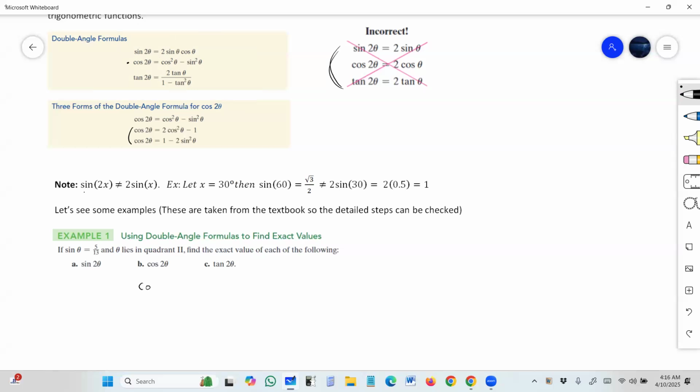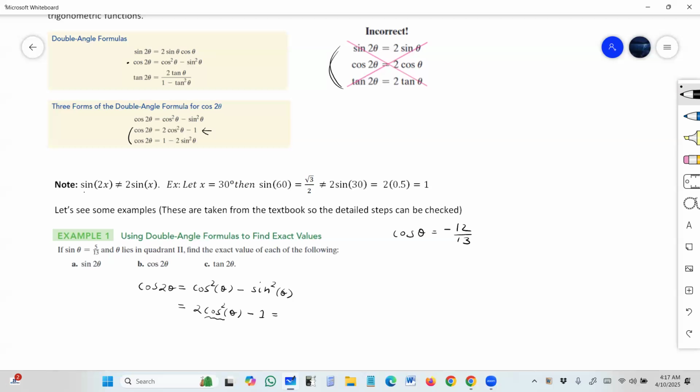So I'm going to say that cosine of 2 theta is equal to cosine squared theta minus sine squared theta. But you can use the other one as well. For example, you could use this one, 2 cosine squared theta minus 1. I already know what cosine theta is. We calculated it before. That was negative 12 over 13. So I'm not going to do it again. It's from the triangle.